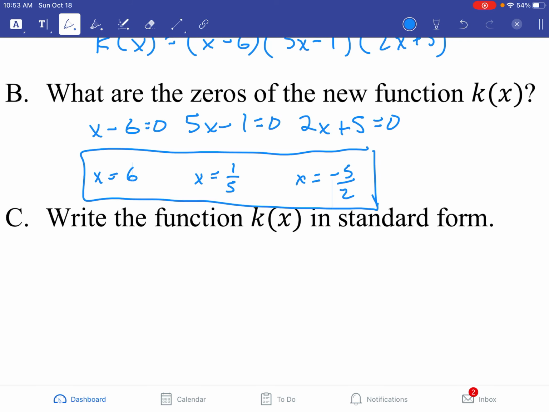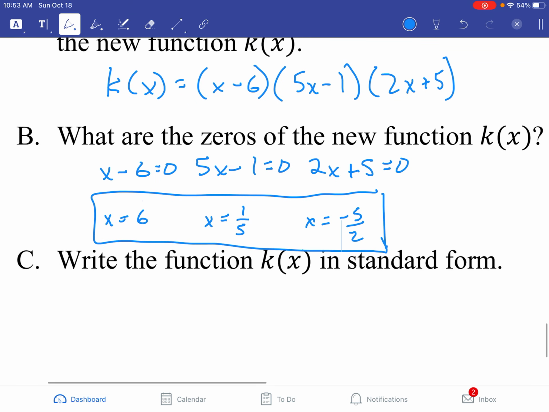Now writing it in standard form. Like I said, we're going to use the rainbow method so we can see everything. And again, pick whichever method works best for you.